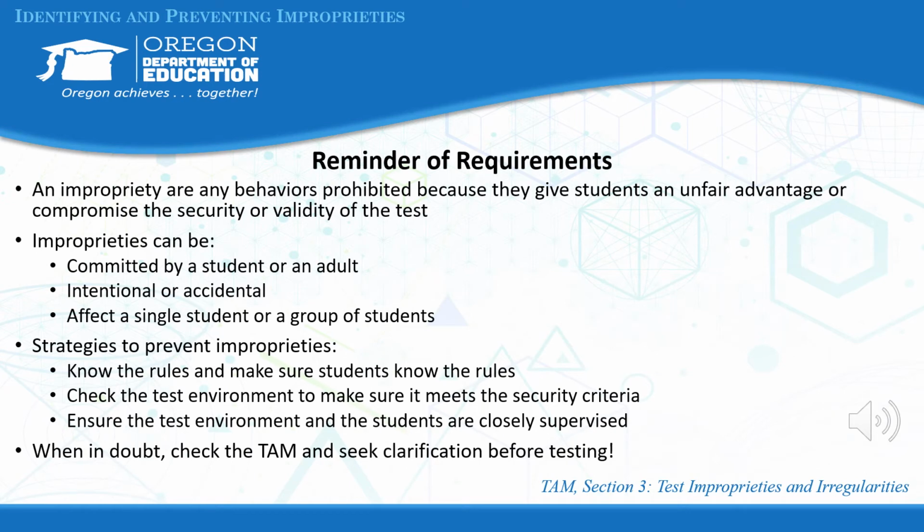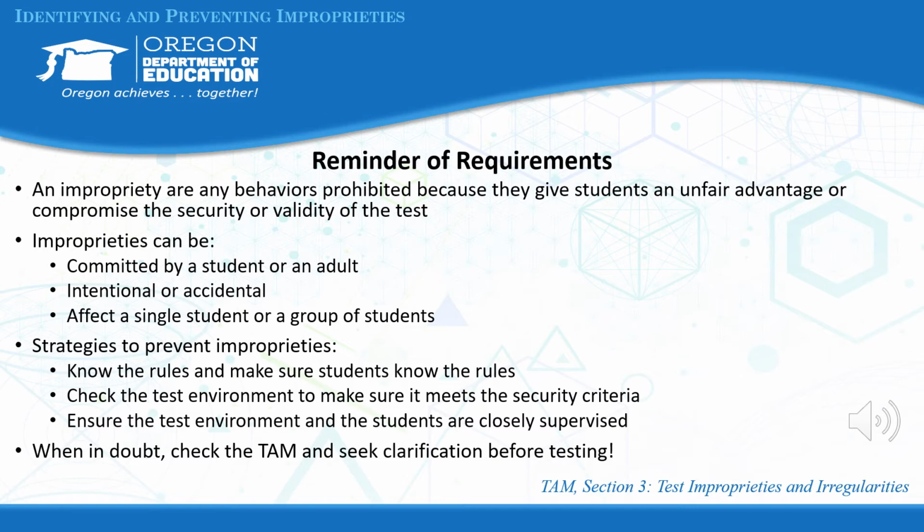An impropriety is any behavior that is prohibited because it gives students an unfair advantage or compromises the security or validity of the test. This includes behaviors committed by either adults or students, whether intentionally or by accident. Sections 3.1 and 3.2 of the TAM provide tables that identify examples of common adult and student-initiated test improprieties. However, it is important to note that these tables are not exhaustive. Preventing adult versus student-initiated improprieties may call for different strategies, but the following rules of thumb can go a long way to preventing many improprieties. It's also important to note that historically, more improprieties are adult-initiated, underscoring the importance of having preventative protocols and procedures in place.